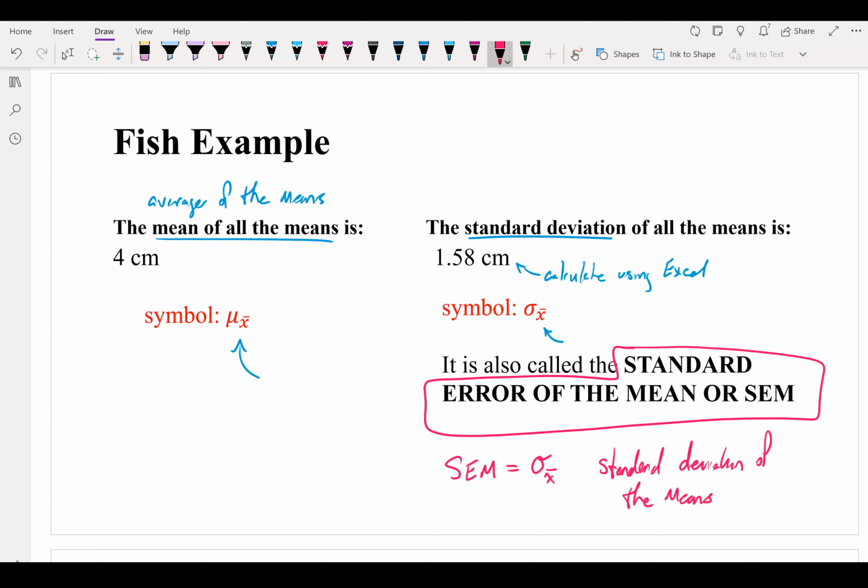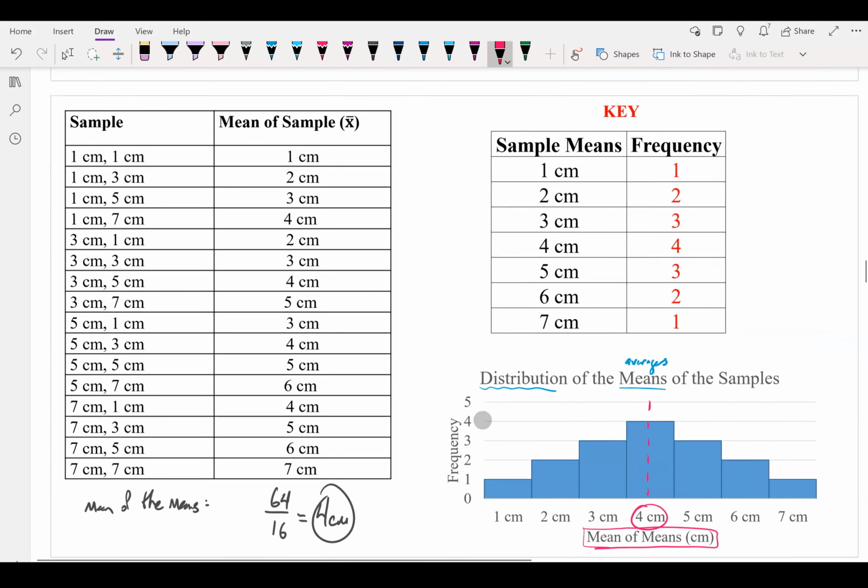Now, if you're getting a little bit lost, it's a good idea to pause and go back, okay? But it's the standard deviation, not of the original data set. It's the standard deviation of the means. And the means are all coming from the samples that we took. It's the standard deviation of all these means.